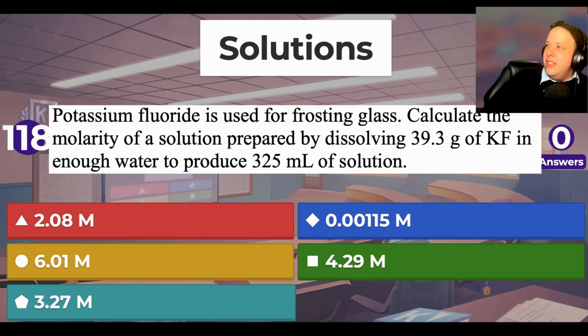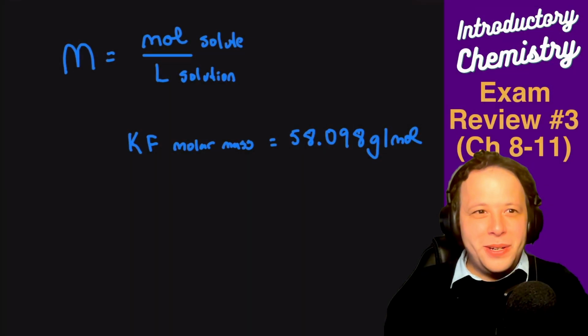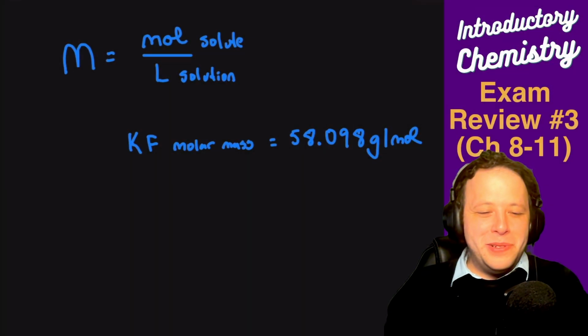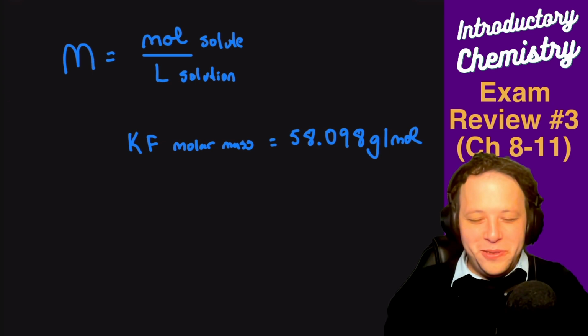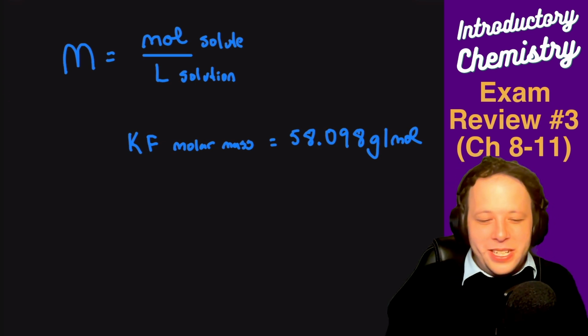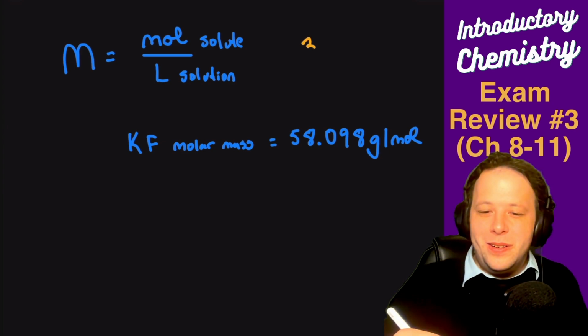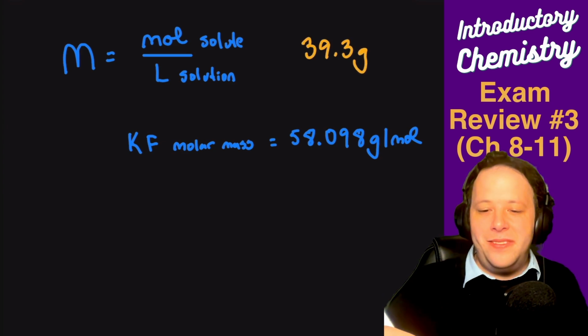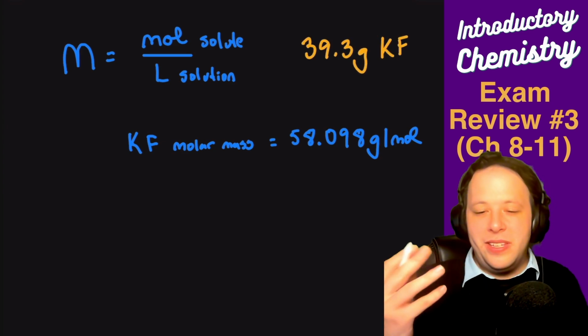Potassium fluoride is used for frosting glass. Calculate the molarity of a solution prepared by dissolving 39.3 grams of potassium fluoride in enough water to produce 325 milliliters of solution. With this, we need our formula. We have molarity, which is moles over liters. The first thing we were given is the mass of our KF. What we have to do is convert that to moles.